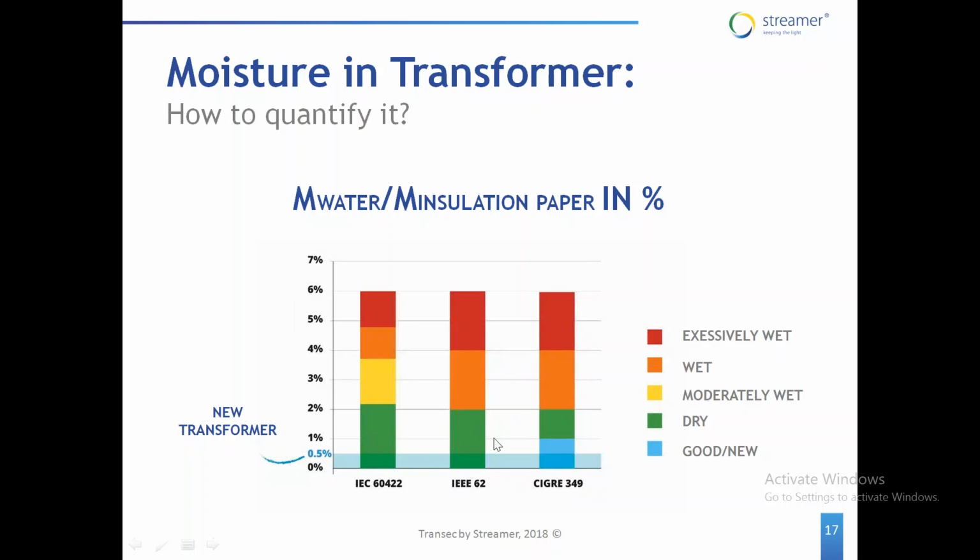And if we see all three, we understand that at least one factor is common: any moisture above 2% is dangerous for the transformer. Any moisture above 2% is dangerous for the transformer, and we need to take appropriate action. So our main aim will be to maintain the transformer moisture below 1%. If not possible, we will keep it below at least 2%, which satisfies the guidelines.